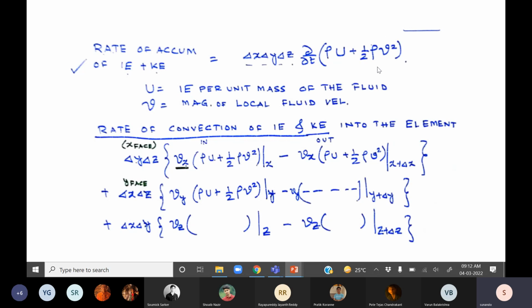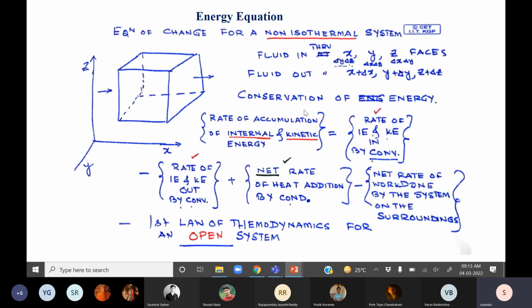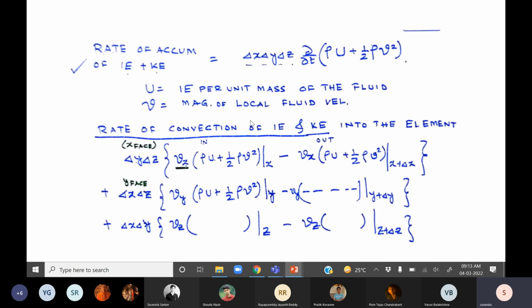Similarly, the kinetic energy has also been expressed in this. So the left-hand side of the previous equation, which is the rate of accumulation of internal and kinetic energy, has been expressed in this form. And the presence of this del x, del y, del z tells us that from the difference equation, if we need to arrive at the governing differential equation, we will have to divide both sides by del x, del y, del z, but that would come later on.